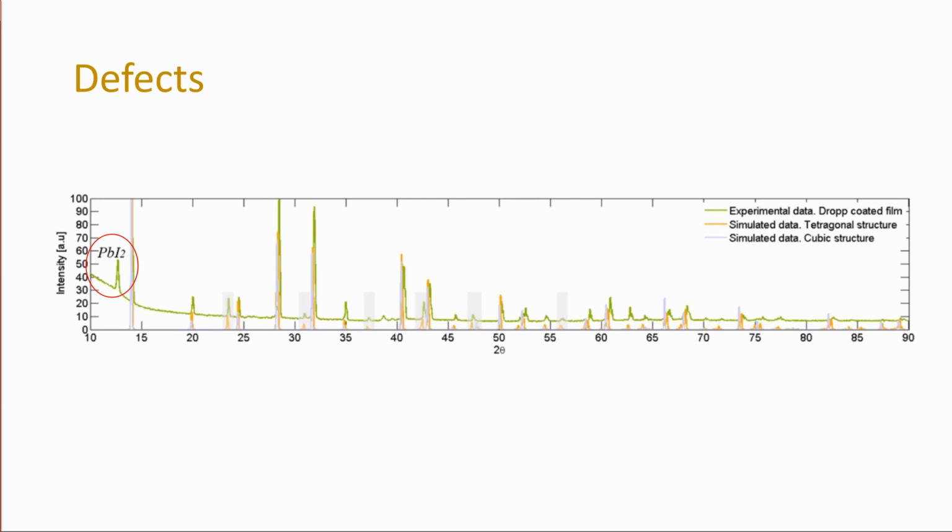The use of X-ray diffraction analysis also allows for the detection of defects in a sample. So for example, this X-ray diffraction analysis shows the experimental data from a drop-coated methylammonium lead iodide perovskite, as well as the simulated patterns for the tetragonal and cubic structures shown in orange and white. However, at about 13 degrees, there is a peak that is characteristic of lead iodide, which is the solution that methylammonium is added to create the perovskite crystals, which shows that the manufacturing of the sample was flawed and did not result in a complete perovskite layer.